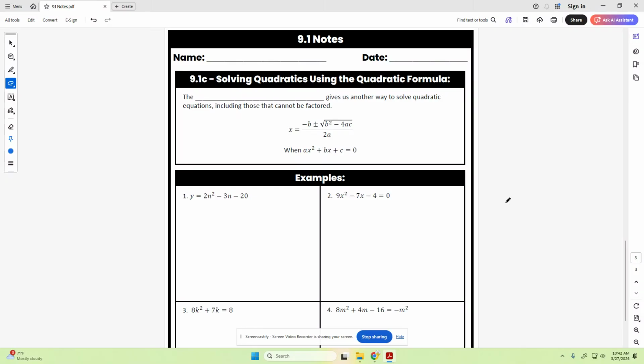This is solving using the quadratic formula, and this will work for all quadratic functions. However, it requires memorizing a formula. You are going to have this formula memorized for your paper test. Sometimes the numbers can get a little wonky, but we need this because not everything is factorable and not everything works out nicely with completing the square. So the quadratic formula gives us another way to solve quadratic equations, including those that cannot be factored.